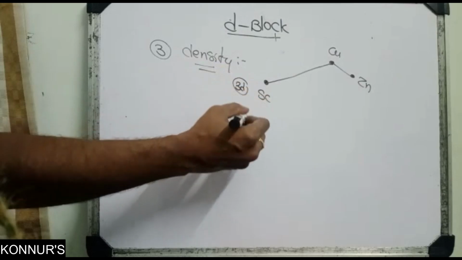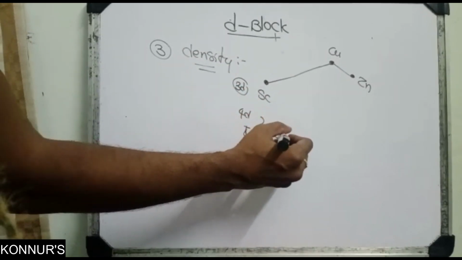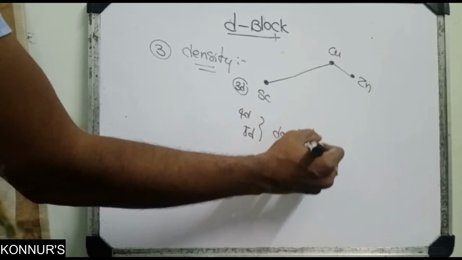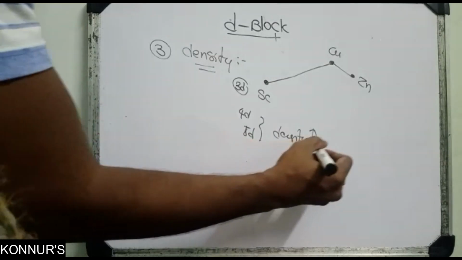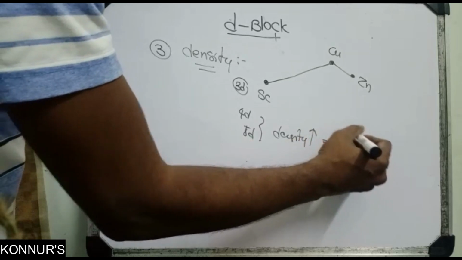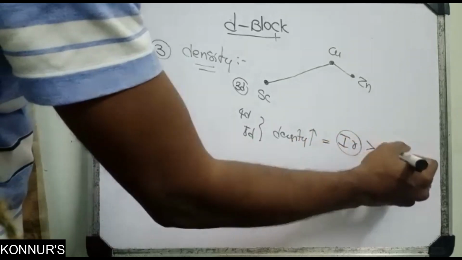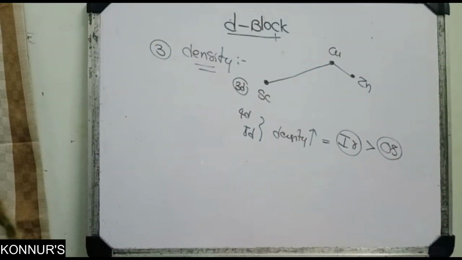Going top to bottom, in 4D and 5D also, the density gradually increases. In the whole periodic table, iridium and osmium show the highest density. Iridium has the highest density, next is osmium. Density is generally mass by volume. So if there is volume variation, automatically the density changes.